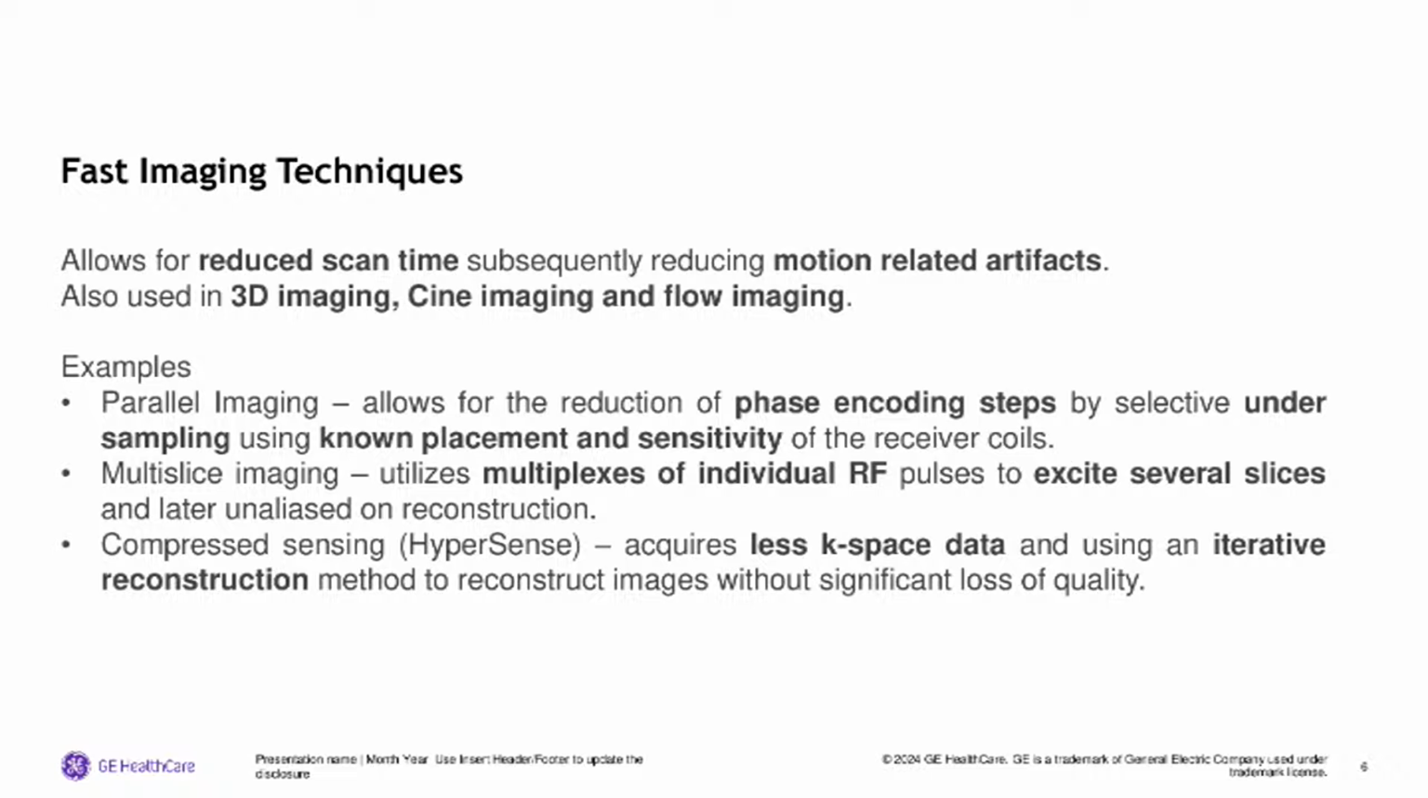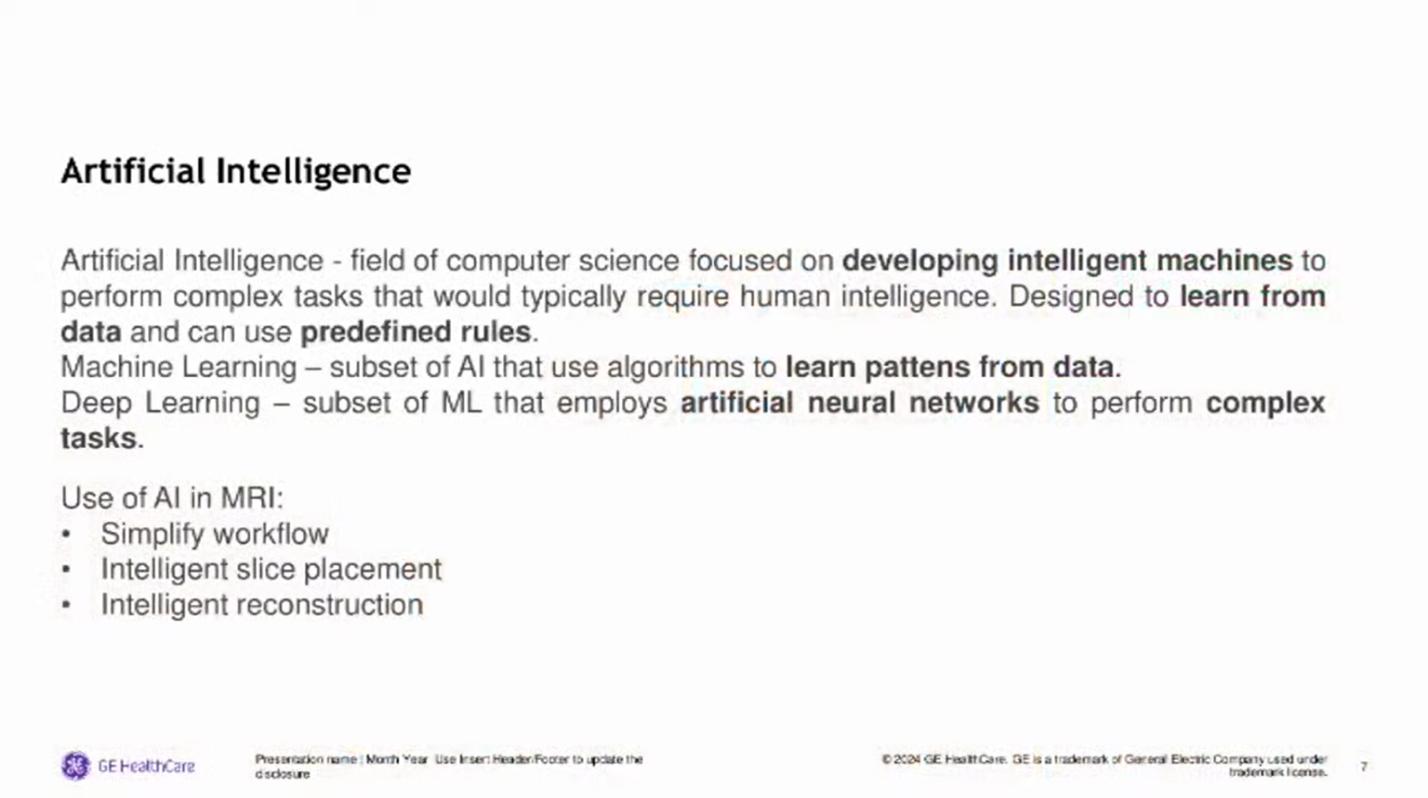The next one is artificial intelligence. Before I proceed, I wanted to first define these three terms. The first one is artificial intelligence, which is a field in computer science focused on developing intelligent machines to perform complex tasks that would typically require human intelligence. They are designed to learn from data and can use predefined rules.